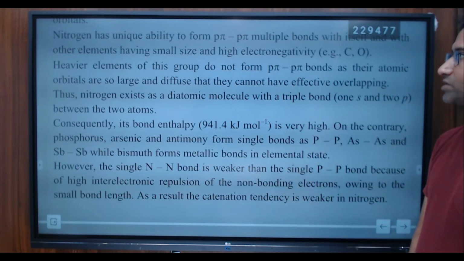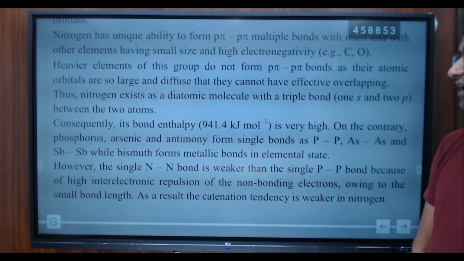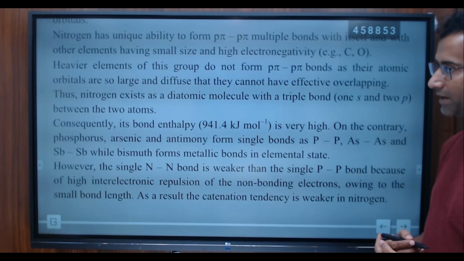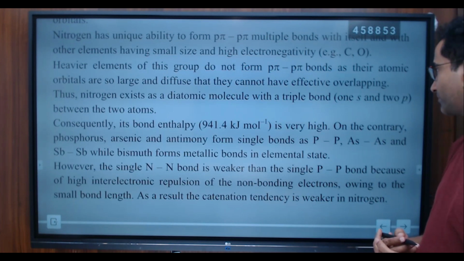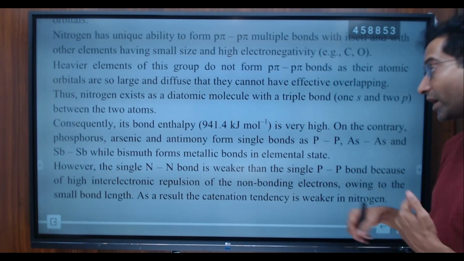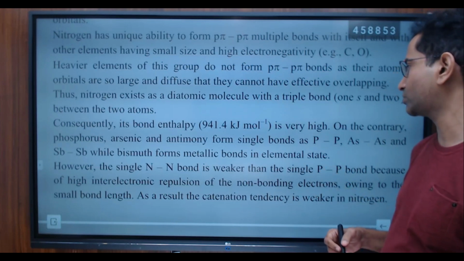Let's see. Nitrogen has a unique ability to form p-pi multiple bonding with itself and with other elements having small size and high electronegativity, carbon and oxygen. Heavier elements of this group do not form p-pi bonds as their atomic orbitals are so large and diffuse that they cannot have effective overlapping. Thus, nitrogen exists as a diatomic molecule with a triple bond, one sigma and two pi, between two atoms. Consequently, its bond energy is also very high because it has a triple bond, 941.4 kilojoule per mole.